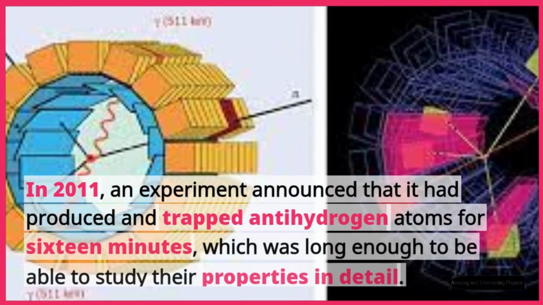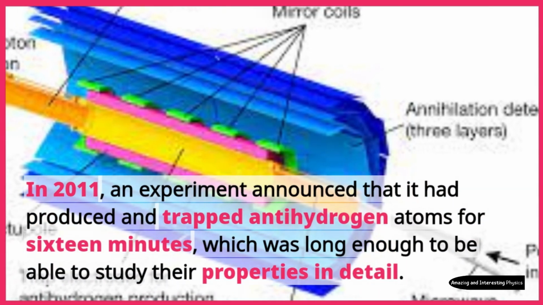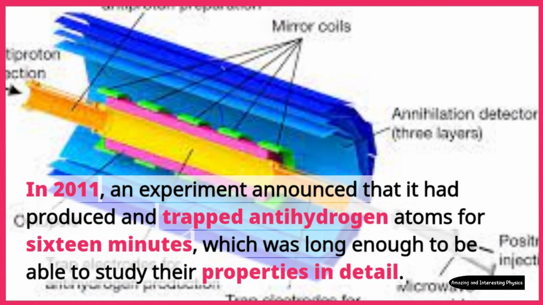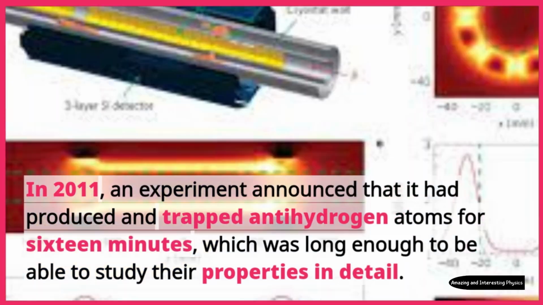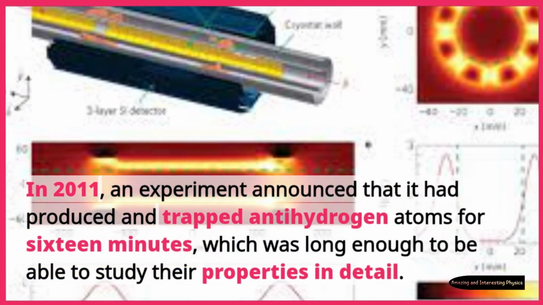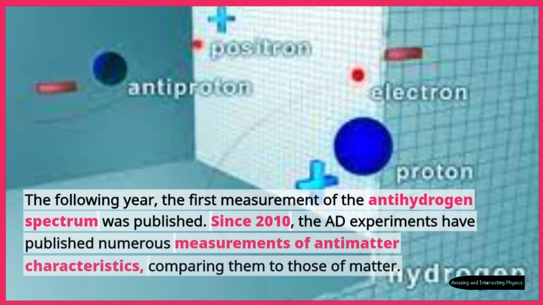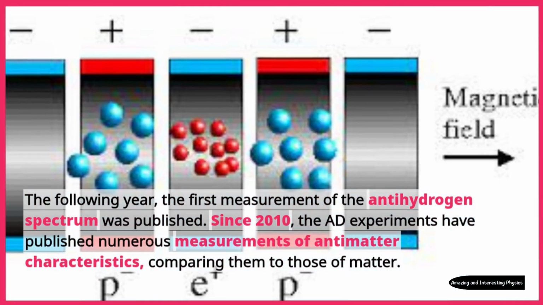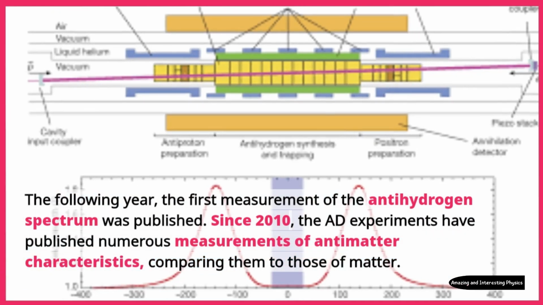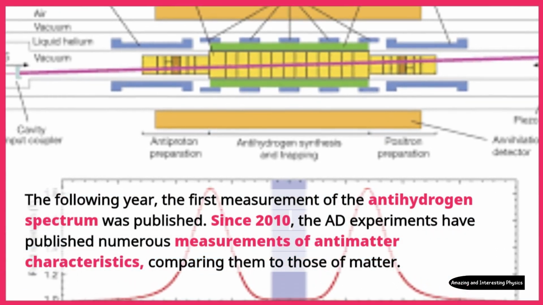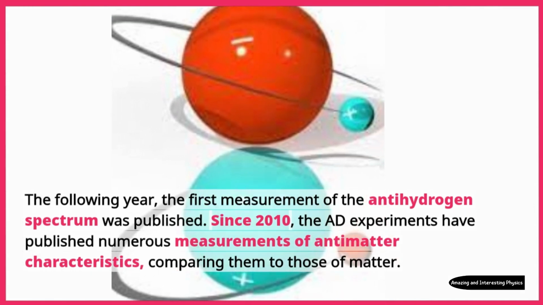In 2011, an experiment announced that it had produced and trapped antihydrogen atoms for 16 minutes, which was long enough to be able to study their properties in detail. The following year, the first measurement of the antihydrogen spectrum was published. Since 2010, the AD experiments have published numerous measurements of antimatter characteristics, comparing them to those of matter.